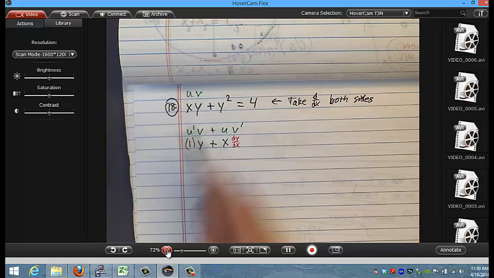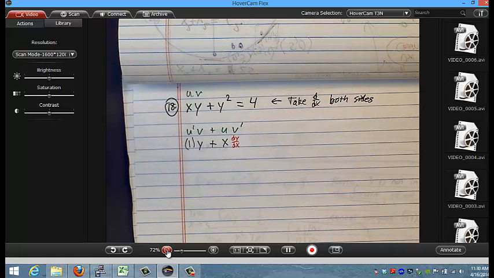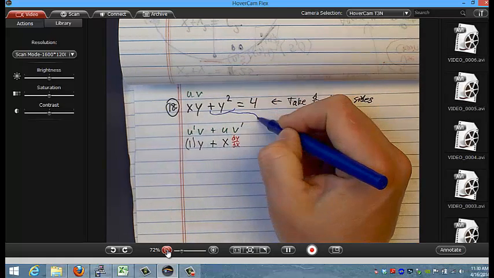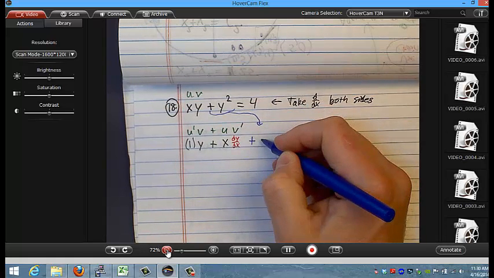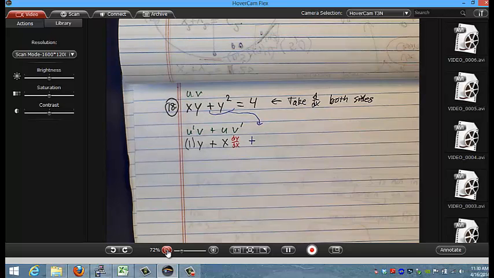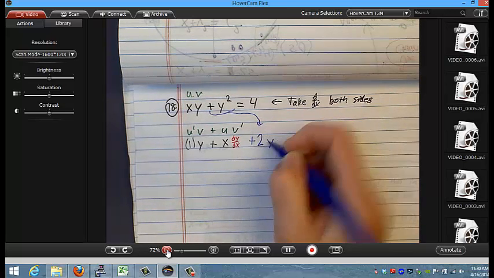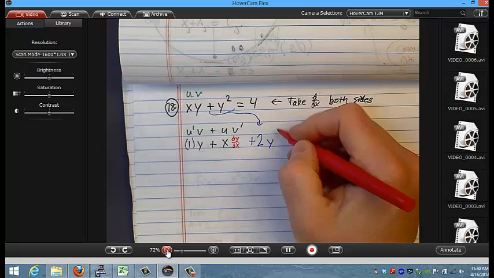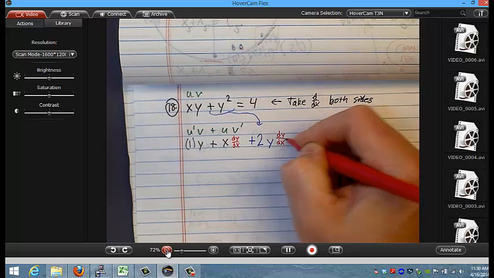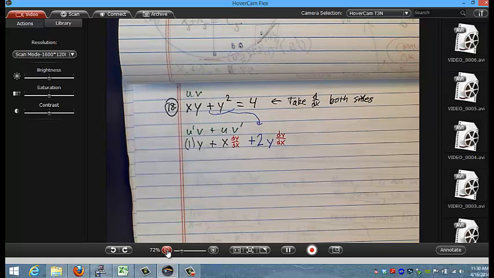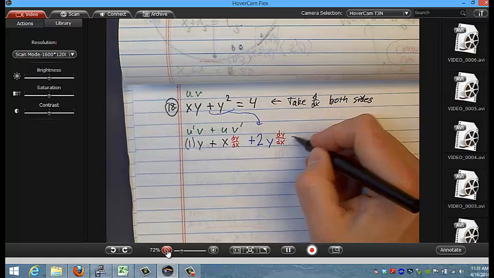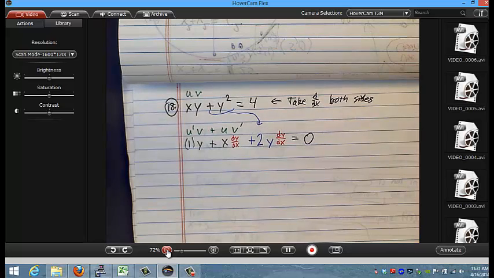Next, we're going to take the derivative of the y squared, right? This piece here. So we're going to write plus, do you know what to put? It's going to be 2y dy dx. And then equals, well, it'd be 0, right? Because the derivative of 4 is 0. So this example is a little tougher because, do you see how there's more than one dy dx? So there's some intermediate steps.